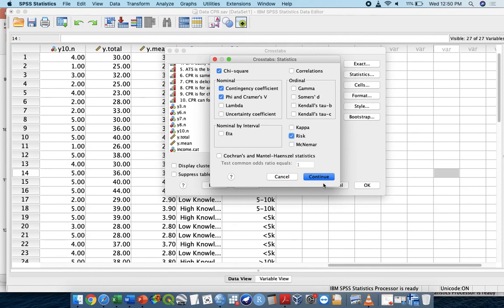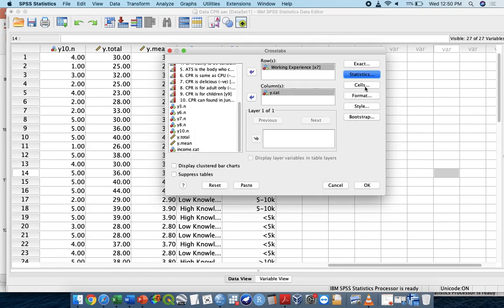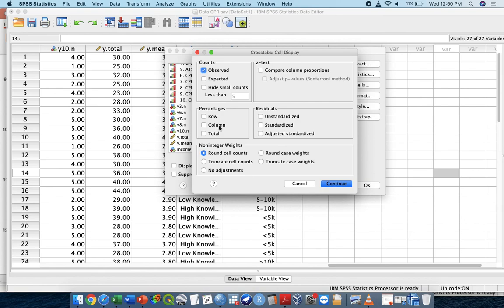Okay, and then go to continue. And then go to the cells. And then in the percentage here, you tick for the column. You can tick everything actually, but this is the most appropriate way of doing things and the most prominent data output that I want to synthesize. And then the count here, you also can tick for the expected.